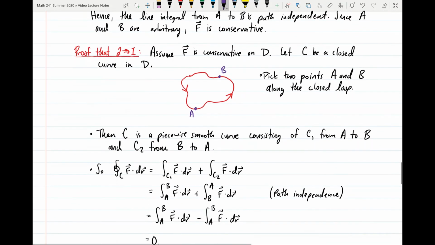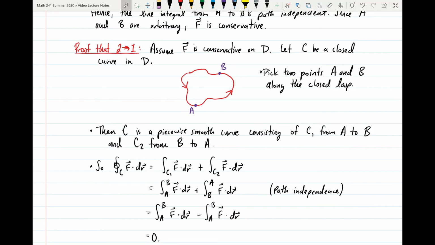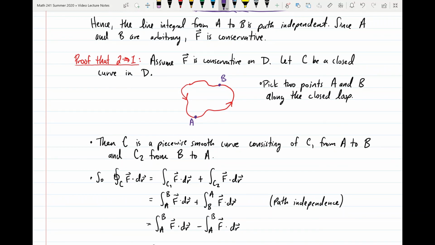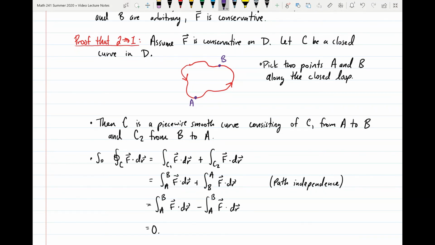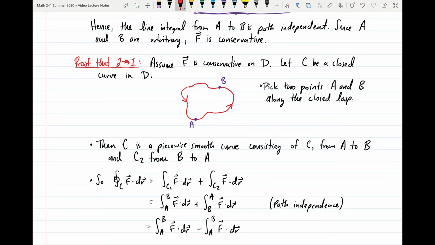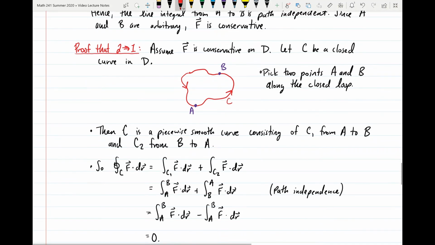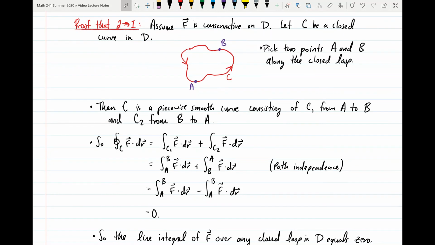And now we want to move on to the reverse direction, proving that if statement 2 is true, then statement 1 must also be true. So assume that statement 2 is true, meaning that f is conservative on some region D. And let C be a closed curve in this region D. Then we can pick 2 points, A and B, along this closed loop that we now have inside of our region. So this red loop here is going to be C, and I've picked 2 points on the loop, A and B, in purple.